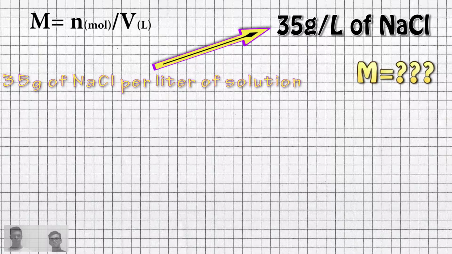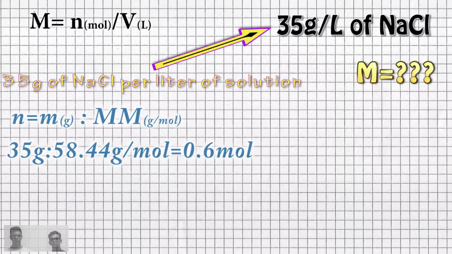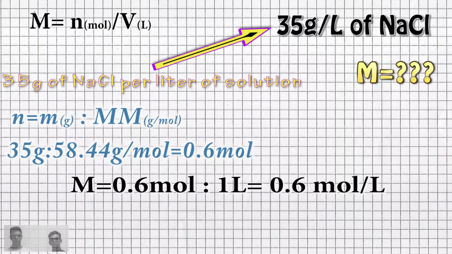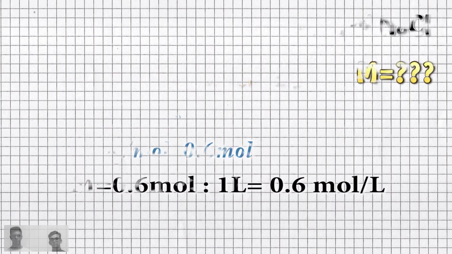Then we calculate the number of moles of sodium chloride. Knowing that the number of moles is calculated as mass divided by molar mass, and the molar mass is 58.44 grams per mole, doing the formula, we have 0.6 moles of sodium chloride. Then we divide the number of moles by 1 liter of solution. We find that the molar concentration is 0.6 moles per liter.